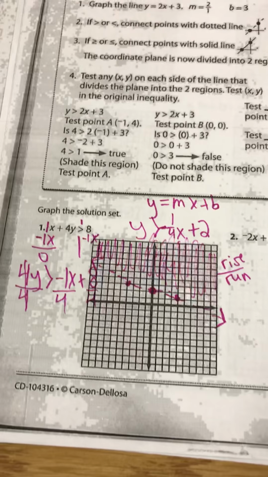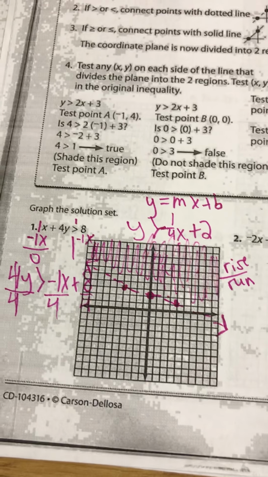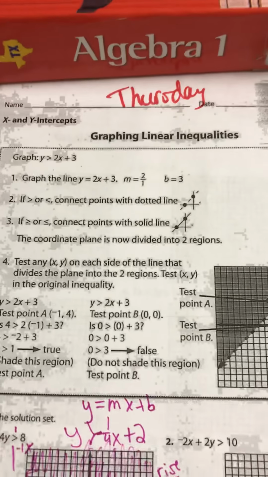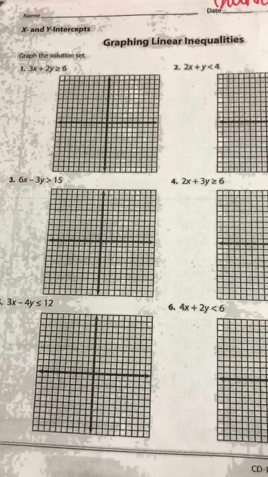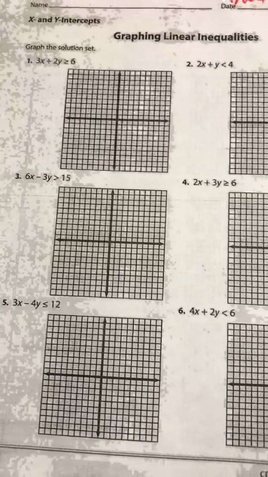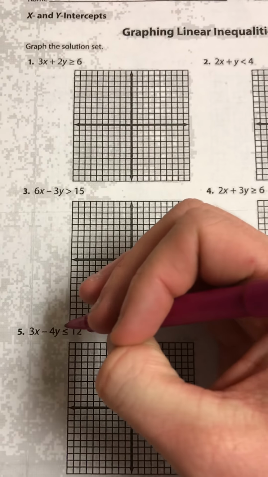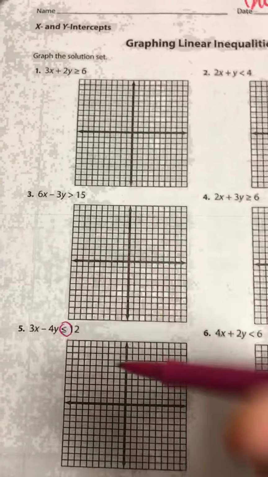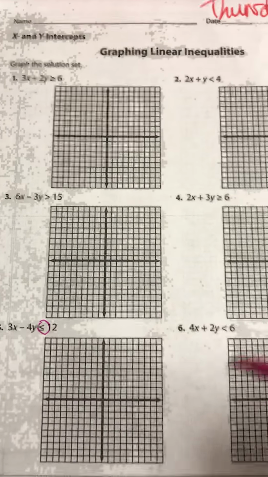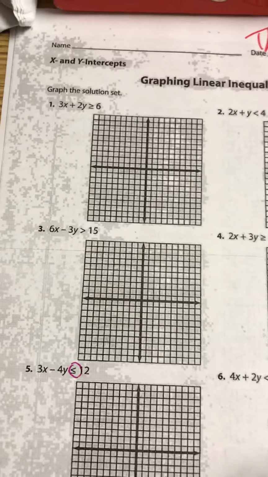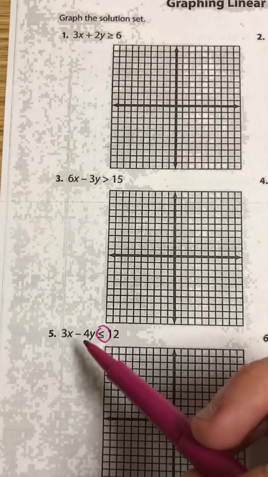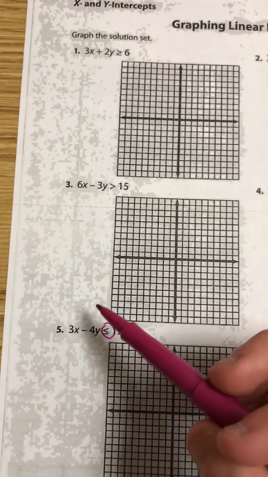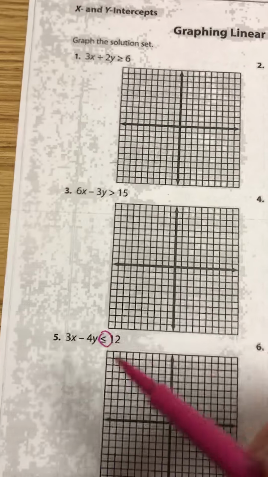Okay, so for the rest of these sets of problems, it's the same thing that we just did in the example. All you have to do is get it into slope-intercept form, graph the equation, and remember to check the inequality sign. If it's greater than, you shade above. If it's less than, you shade below. And last thing I want to say is that when you divide by a negative number, remember to switch the sign. You would actually flip the sign.